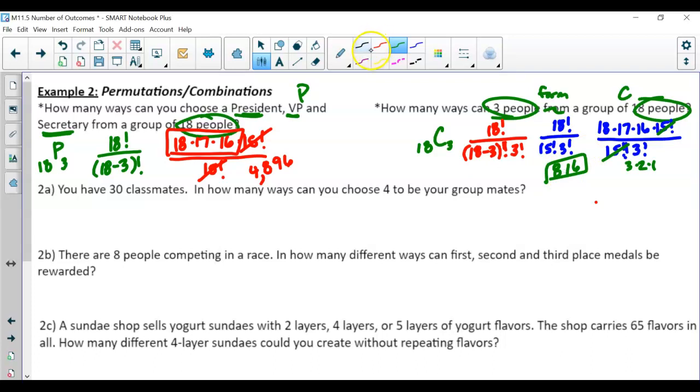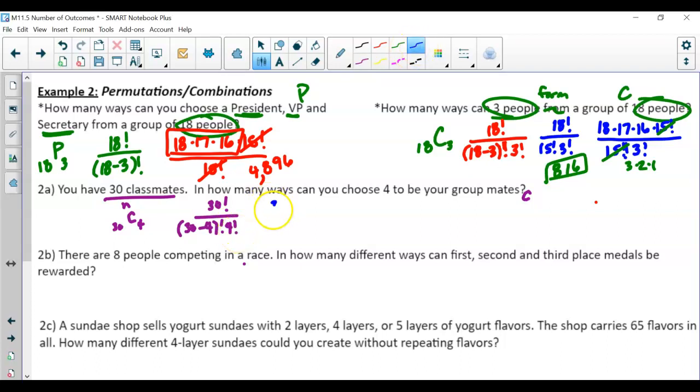So here, the first one, 2A. You have 30 classmates, so there's our total, right? Like that's the N. And how many ways can you choose 4 to be your group mates? Well, there's nothing specific about this, right? So is this a combination or a permutation? A combination. You're just making the groups. So this would be 30 combinations with your 4 here. So you've got 30 factorial divided by, subtract 30 minus 4 factorial. But because it's the combination, don't forget to also multiply by 4 factorial.